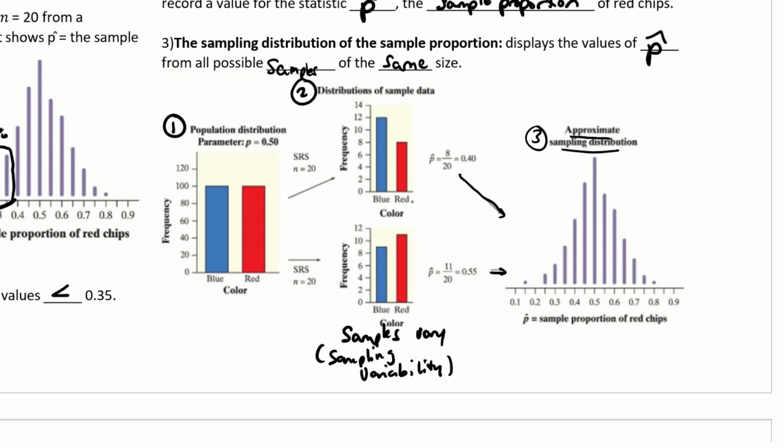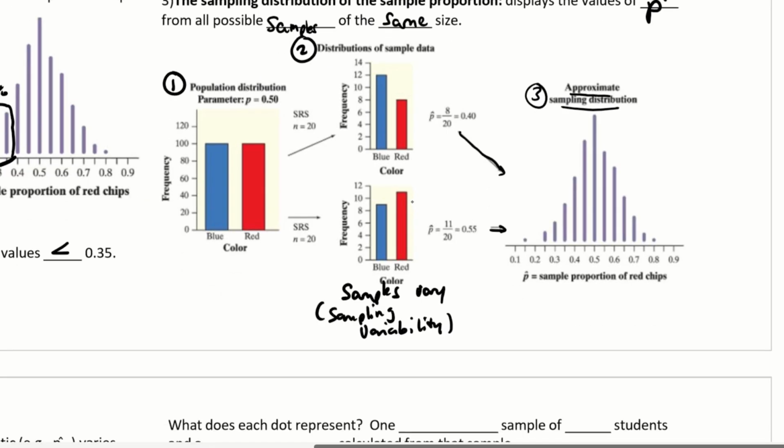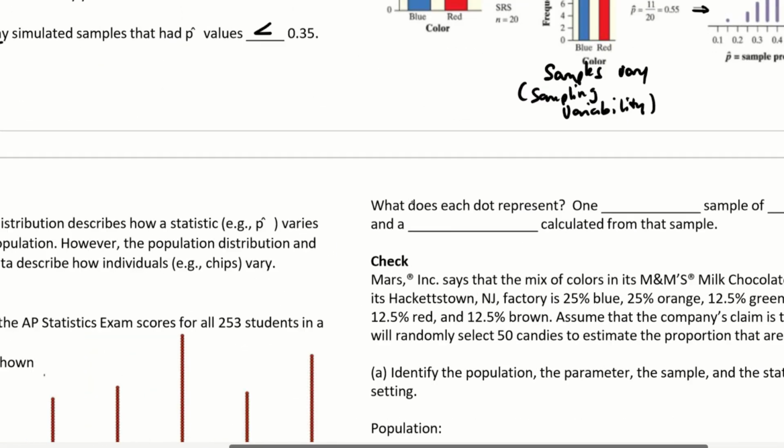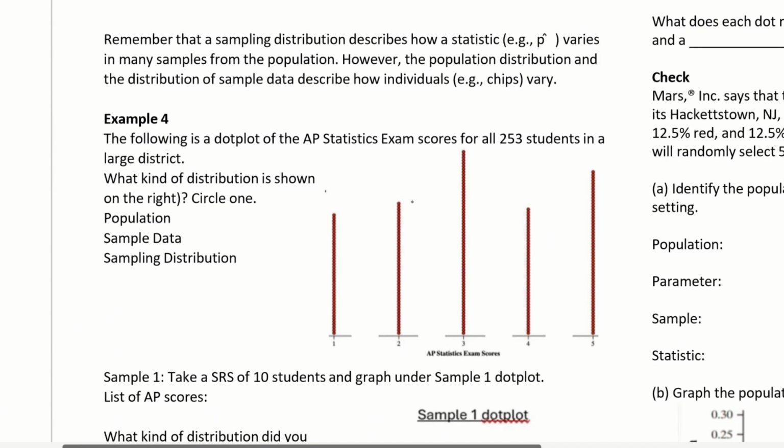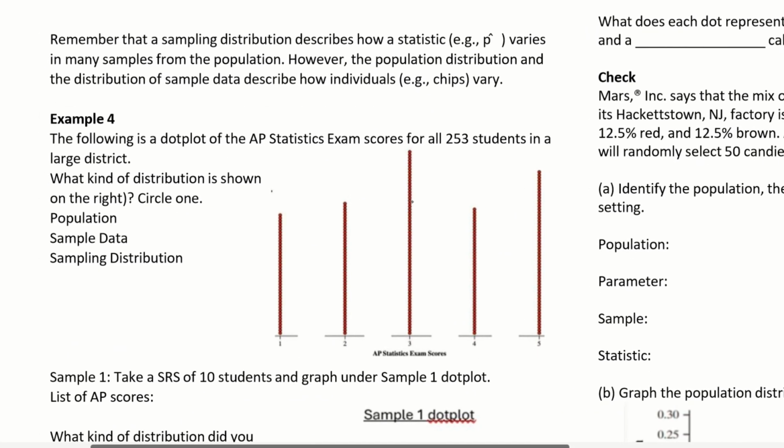All right, so those are the 3 different ones. You want to make sure you understand each type of distribution. So remember that a sampling distribution describes how a statistic varies in many samples from the population. However, the population distribution and the distribution of sample data describe how individuals vary. Okay, so the main difference is that the sampling distribution is talking about how a statistic varies, whereas the other ones talk about how individuals vary.